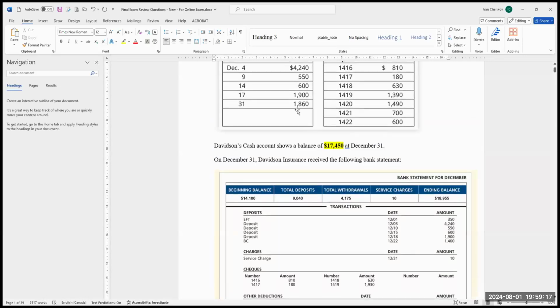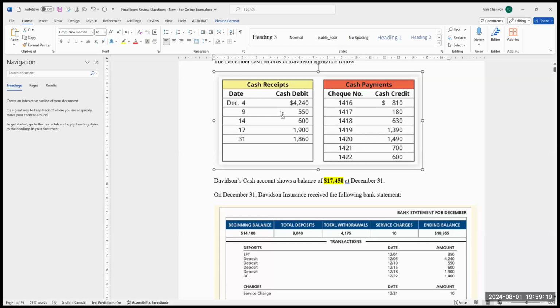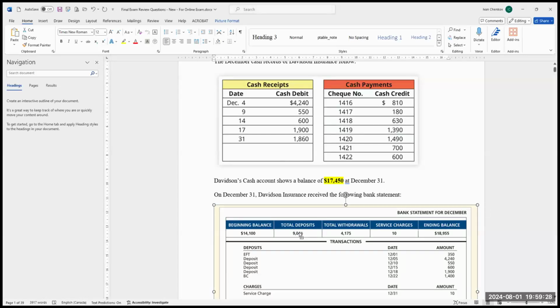So what I'm going to do is grab this, copy it, and move to the Excel spreadsheet, and I'm going to show you on the Excel spreadsheet how you're supposed to do the bank reconciliation. Now I'm going to share my screen, and I'm going to explain there. Okay, now let's move to the Excel spreadsheet.